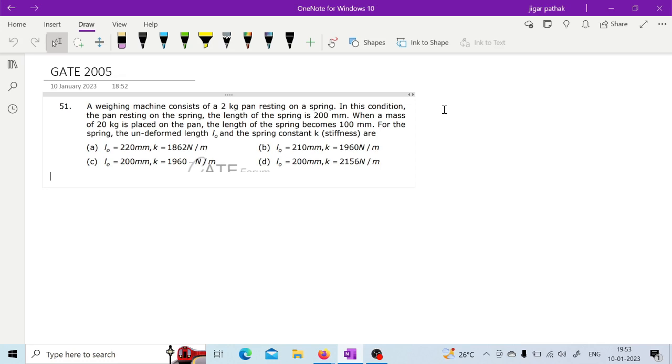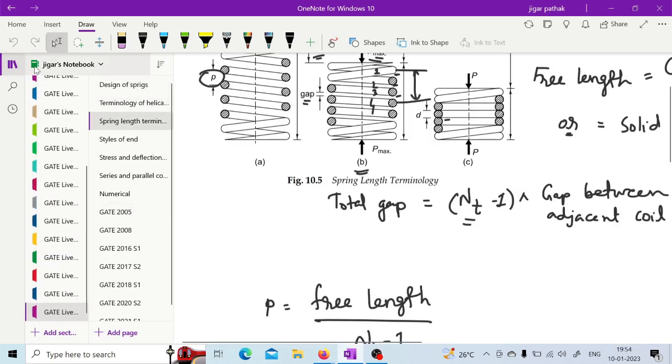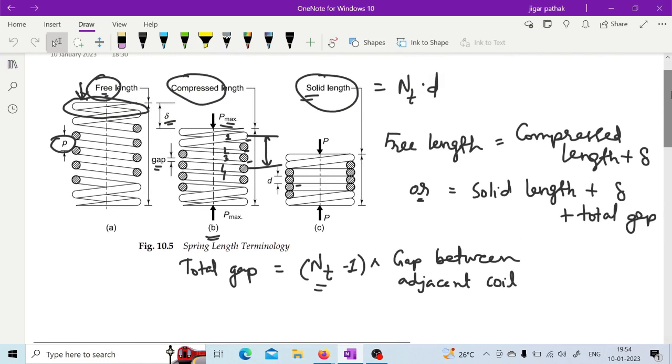No. See, in case of compressed length, you are considering that gap also. Compressed length is actually your solid length plus that gap, and solid length plus that gap plus deflection is your free length. We have seen this during the terminology of these lengths. If you see here, this compressed length is nothing but this solid length plus this gap, and free length is this compressed length plus this deflection. It means solid length plus this gap plus this delta will give you free length. Yeah, in this compressed condition we have assumed that the gap is 1 mm between adjacent coils.